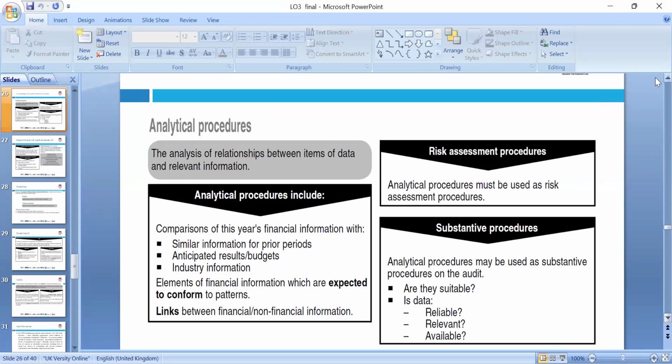So analytical procedures: analysis of the relationship between the items, the data, comparison of the year's financial information with similar information from prior years. If there is a change, like about the inventory, if the inventory devaluation methods change, you have to restate the previous year in the financial statement. The qualitative characteristics of financial statements, reliability and comparability, should be matched. So we have to look around the link between the financial and non-financial, relevant and available resources in analytical procedures. Those will be used and risk must be assessed.